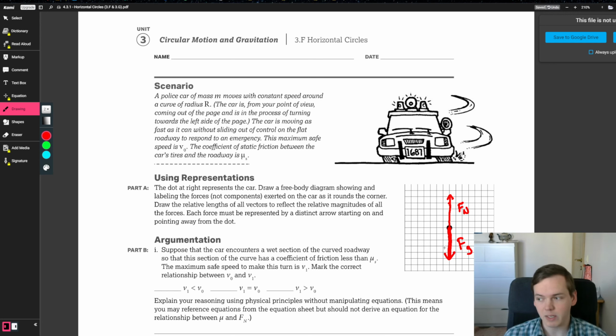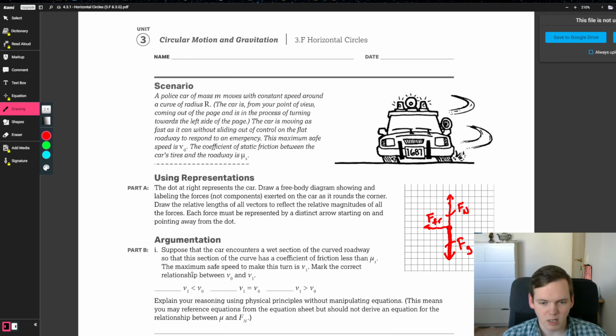And because it's coming, for you it'll be out of the screen and going to the left, then we expect a force in that same direction that'll be providing the centripetal force. In this case, it's the force of friction. So that's what we have here. The up and down forces need to be the same. The horizontal forces do not necessarily have any relationship.